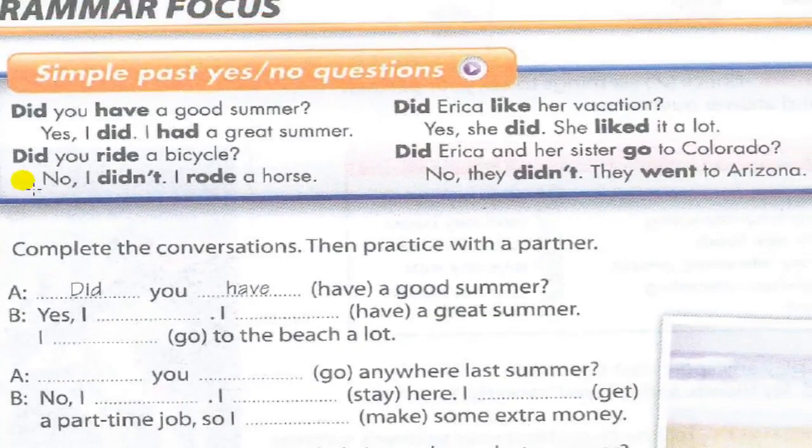Exercise number 8. Page 95, Exercise 8, Grammar Focus. Simple past yes-no questions. Did you have a good summer? Yes, I did. I had a great summer. Did you ride a bicycle? No, I didn't. I rode a horse. Did Erica like her vacation? Yes, she did. She liked it a lot. Did Erica and her sister go to Colorado? No, they didn't. They went to Arizona.